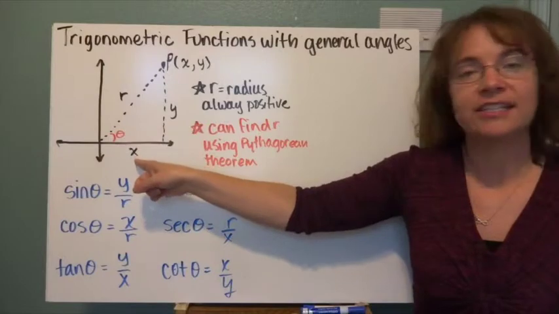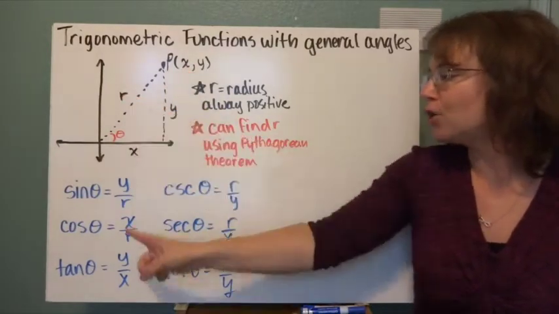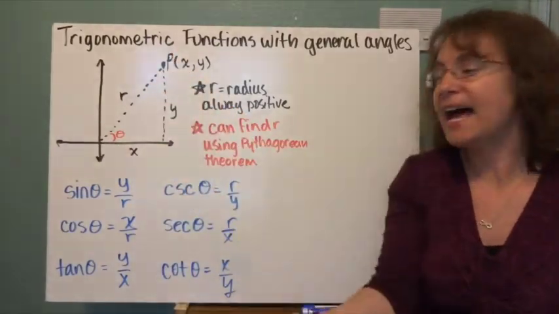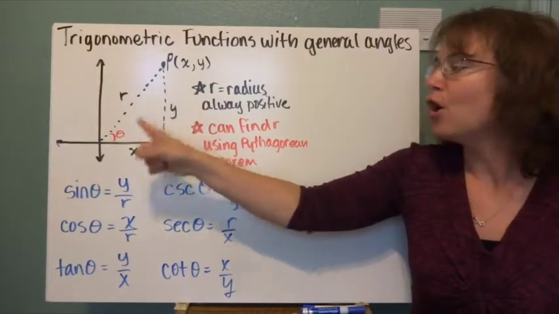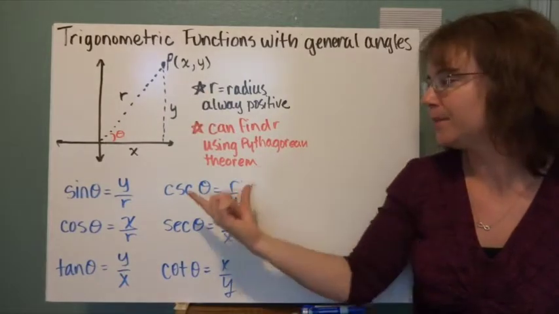Cosine equals the adjacent, x, so that's the x coordinate of our point, over r. In our unit circle it was 1, but in this one it doesn't have to be. Tangent is the opposite, y, over x, given that that point is on there.